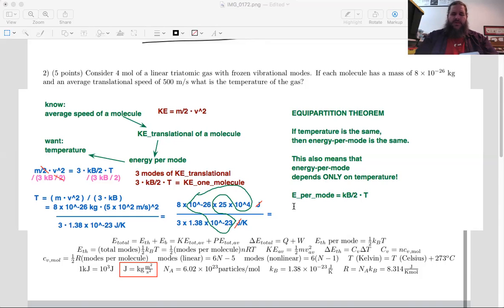But note that this whole thing only requires one final calculator step at the very end. 2,000 divided by 3 times 1.38. Make sure you're putting the 3 times 1.38 in parentheses because we're dividing by that whole thing. And I'm getting about 483.